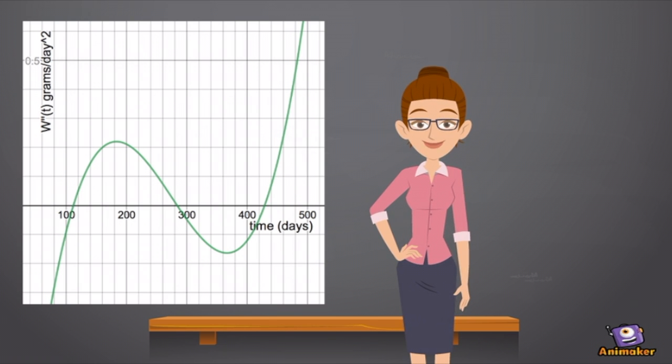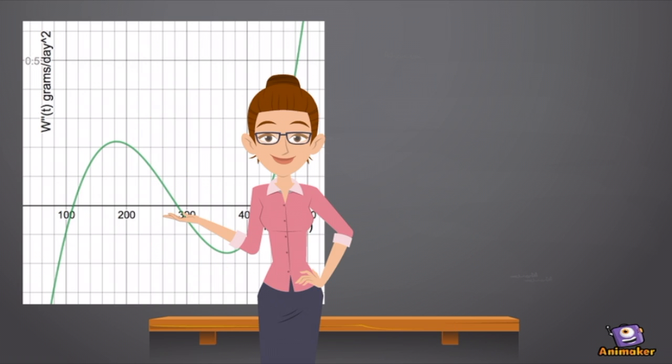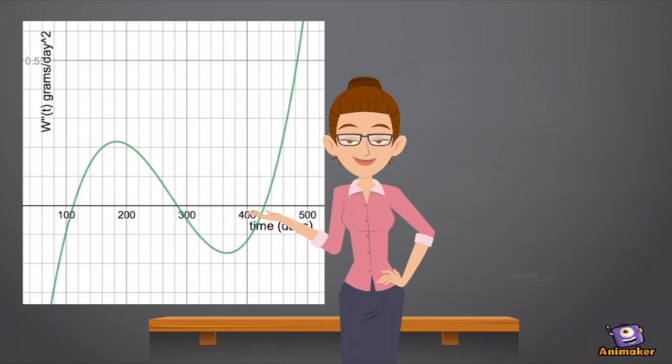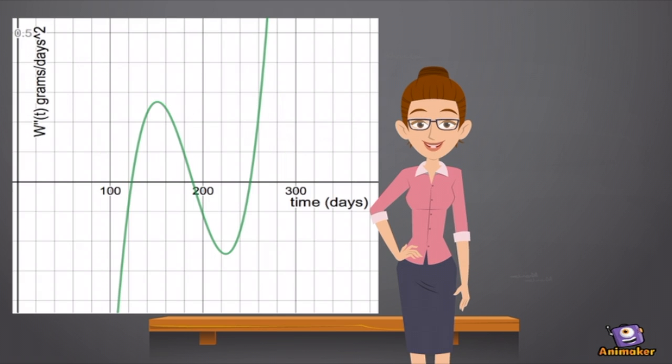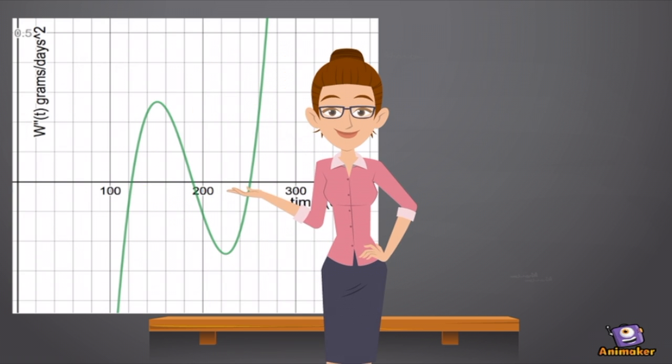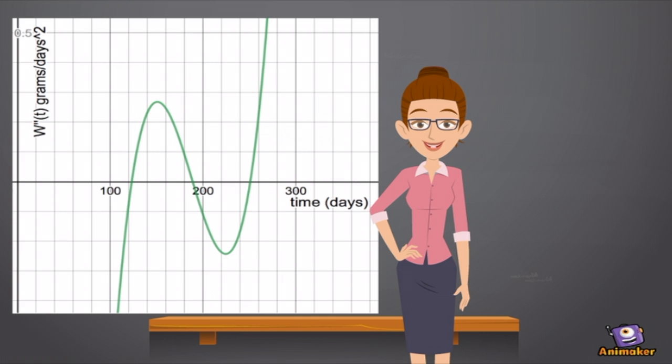Notice that the points that lie on 0 on the y-axis are at around 112, 284, and 429. These points are the inflection points on the original graph. Similarly, this is the graph of the second derivative of the weight of the placenta. Notice that the points that lie on 0 on the y-axis are at around 123, 189, and 251. These points are also the inflection points on the original graph.